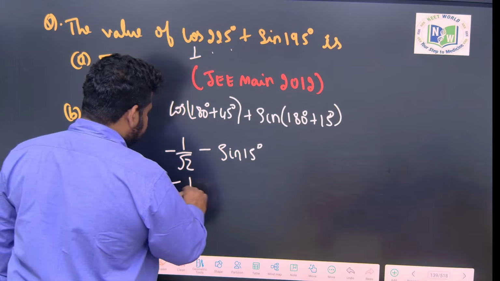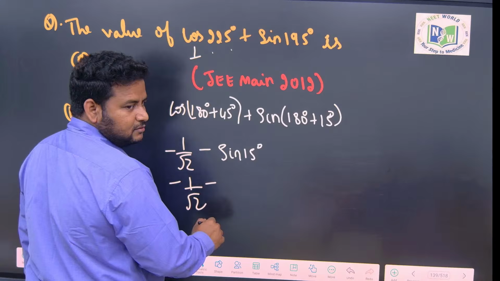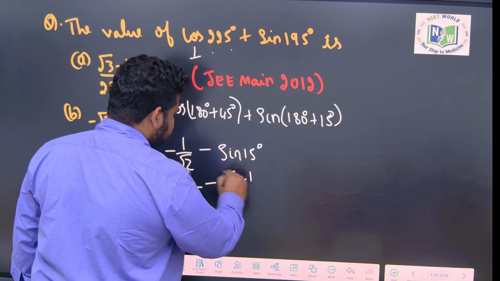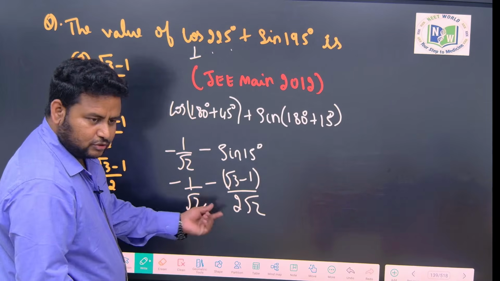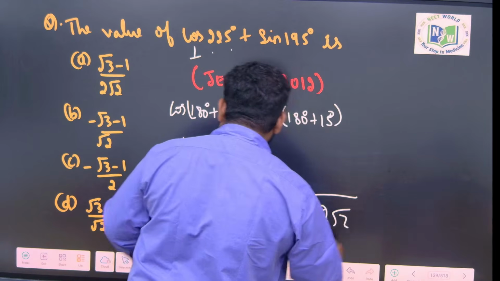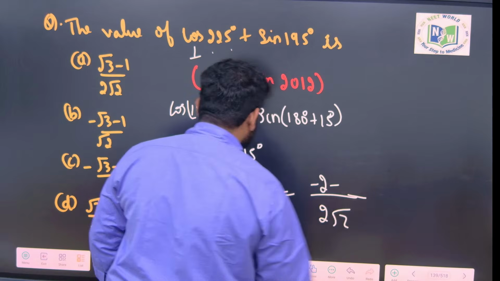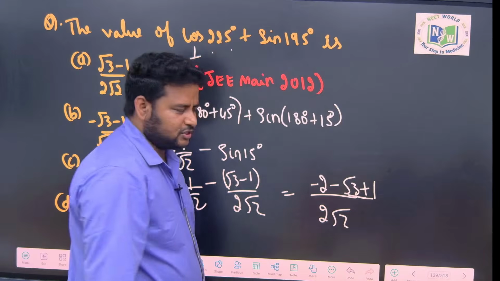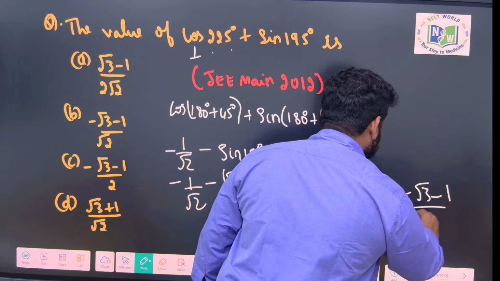So minus 1 by root 2 minus sin 15 degree, which is what? Root 3 minus 1 by 2 root 2. So I can write this as minus 1 by root 2 minus root 3 minus 1 by 2 root 2. LCM is what? Root 2 into root 2, 2 root 2 is the LCM. So if I take the LCM, this will be 2 root 2. Here, if I multiply, I will get what? Minus 2 minus root 3 plus 1. Correct, no? Minus root 3 plus 1. So this will be what? Minus root 3 minus 1 by 2 root 2.